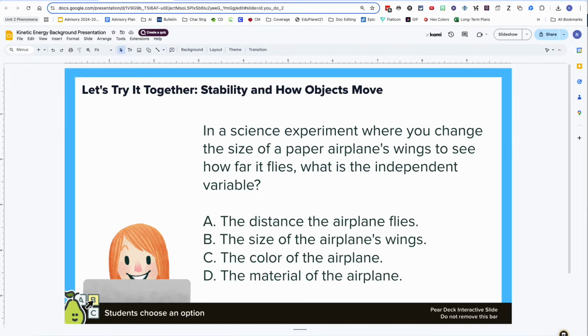Let's try it together. Stability and how objects move. In a science experiment where you change the size of a paper airplane's wings to see how far it flies, what is the independent variable? A, the distance the airplane flies. B, the size of the airplane's wings. C, the color of the airplane. Or D, the material of the airplane.